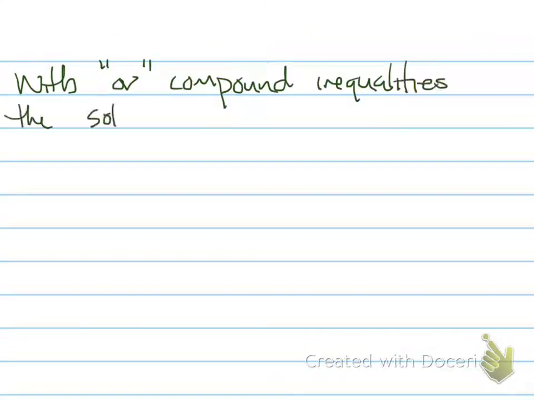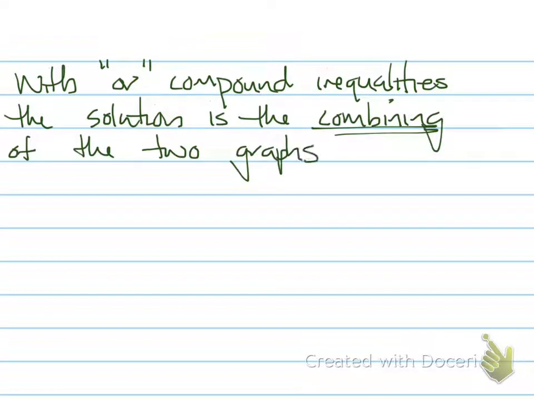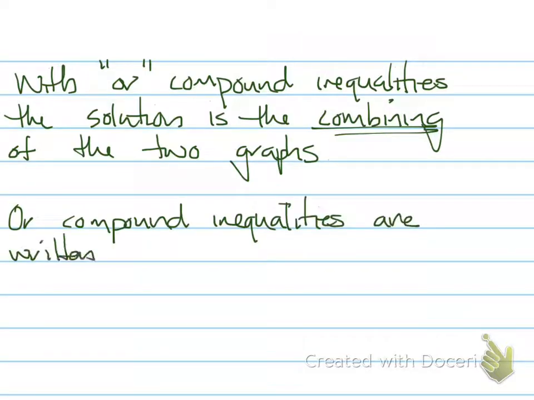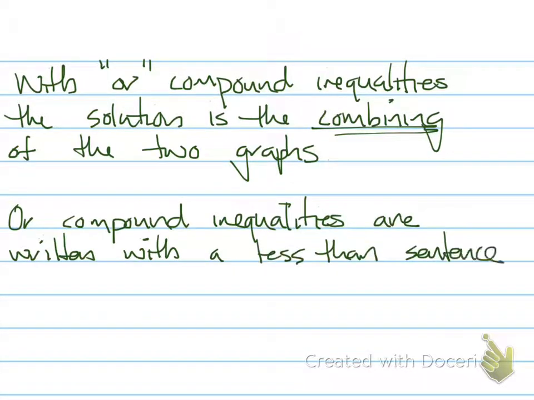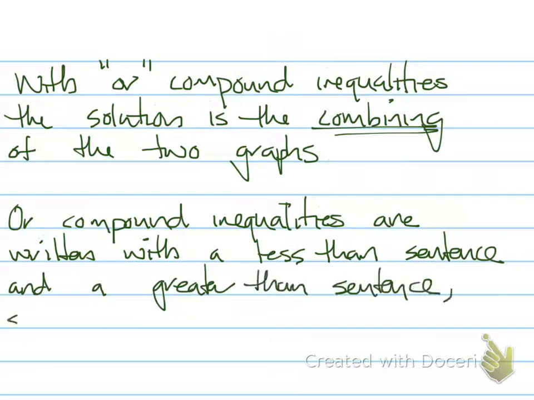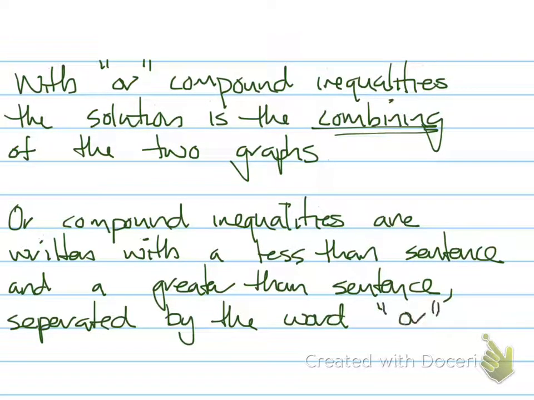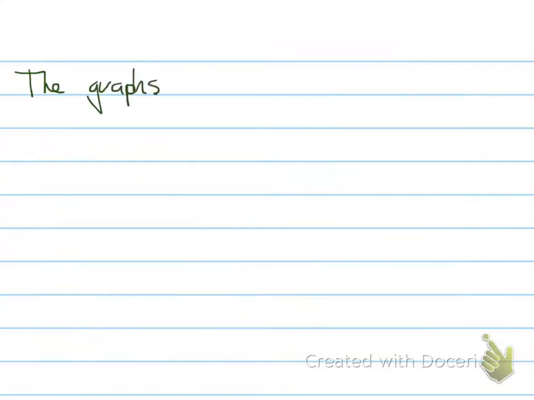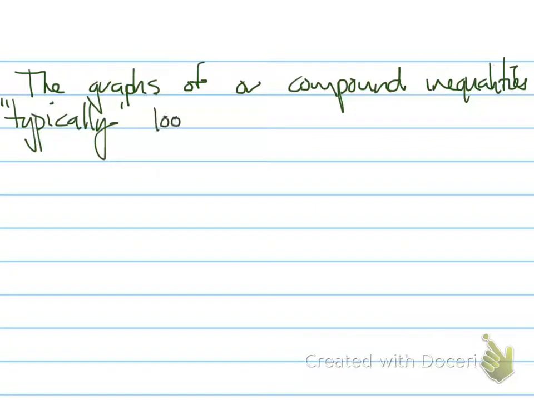With "or" compound inequalities, we are going to combine the two graphs. "Or" compound inequalities are written with a less than sentence and a greater than sentence separated by the word "or." We typically write the less than sentence first, then the "or," and then the greater than sentence. The graphs of "or" compound inequalities typically look like the following.